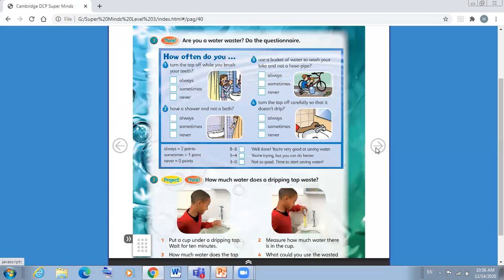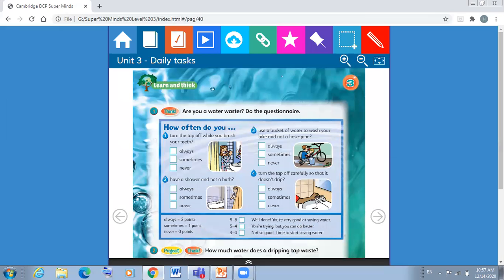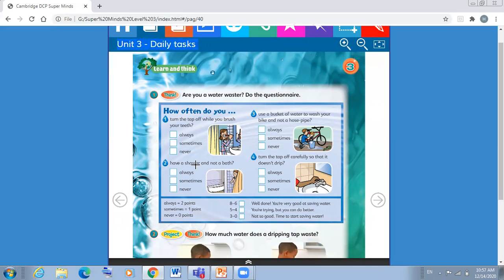Now let's move to page 43. Question number one. We are going to answer some questions about ourselves to know if we are a water waster or not. Okay, we have four questions here. I'm going to answer about myself, and you are going to answer about yourself.